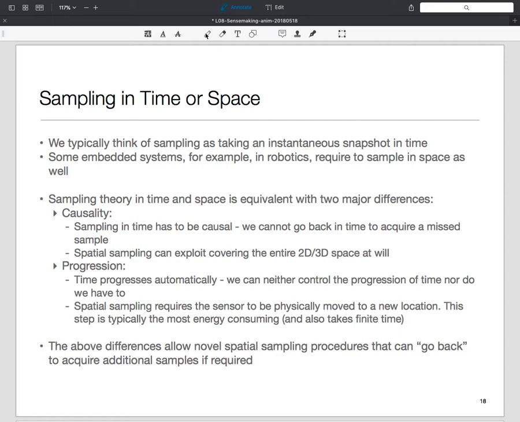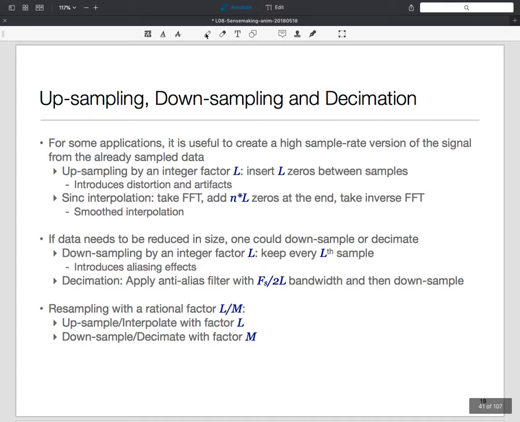That is, if I'm sampling the light field out here, maybe if I take a step which is a bit too much, I can kind of go back and refine my estimate. So causality comes into play, and the fact that time continuously moves and moves in one direction only complicates things. On the other hand, time is one-dimensional, space is two or three-dimensional, so that presents its own challenges. But in spatial sampling, you do have the possibility of going back and refining your estimates. So that is something that you don't have in time.